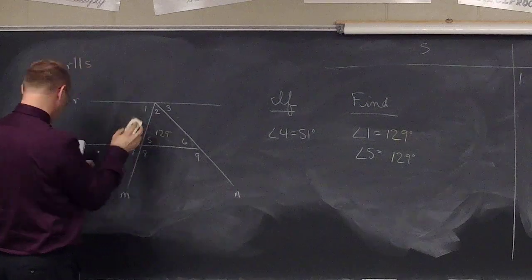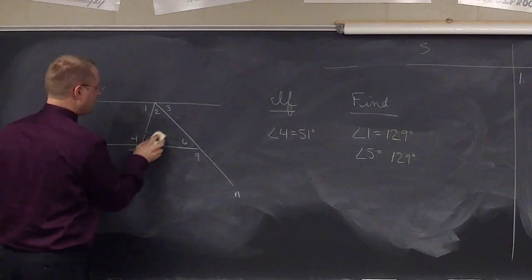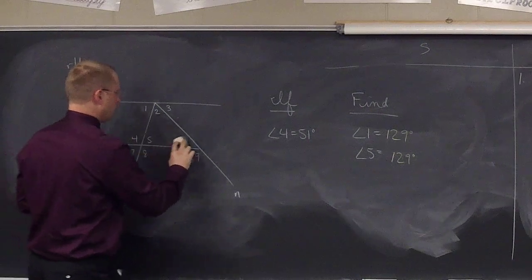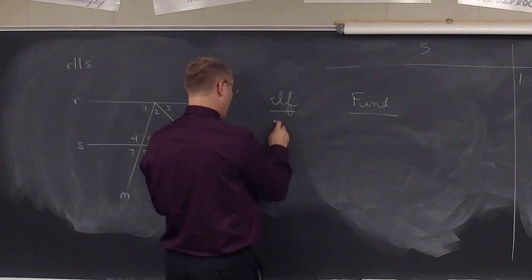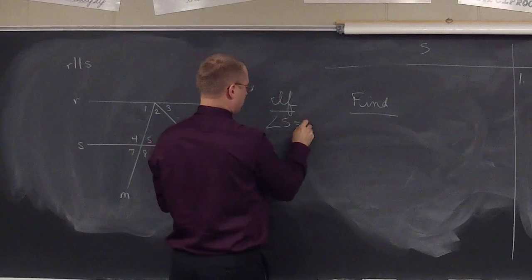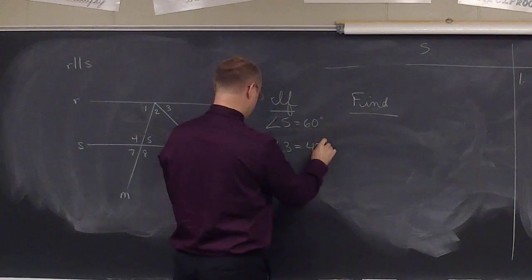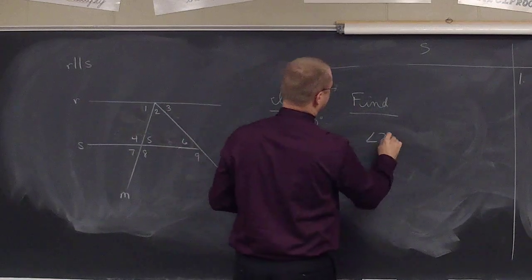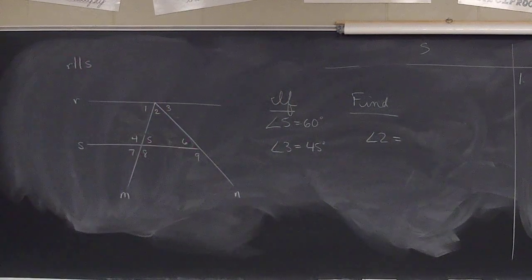Now, let's suppose we're given angle 5 is a 60-degree angle, and we know angle 3 is a 45-degree angle. I want you to just find angle 2. If 5 is 60 degrees and 3 is 45 degrees, find angle 2.